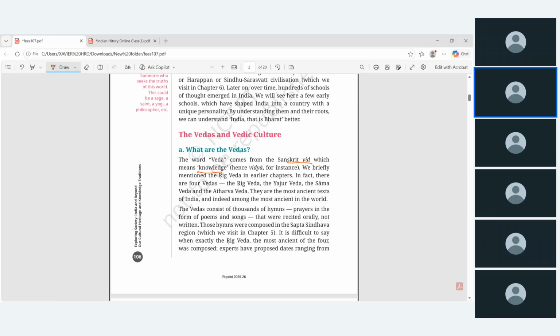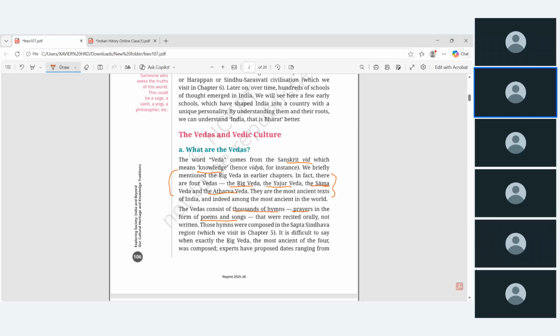Then there are 4 Vedas. In the class we will talk about each Veda: how many hymns there are in the Rig Veda, what the Rig Veda talks about, and what the Samaveda and the Atharva Veda are. We will study these in depth in the class. Each Veda contains thousands of hymns, and these hymns are prayers in the form of poems and songs. That is why the Vedas are the recited ones. Another term we will use in class is Shruti.